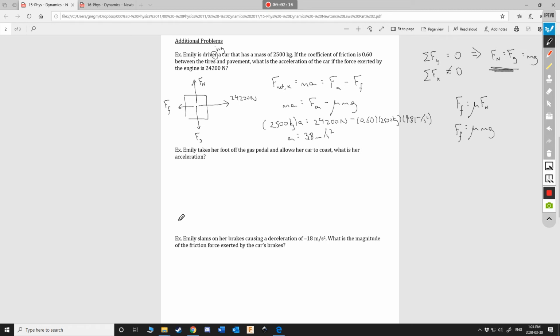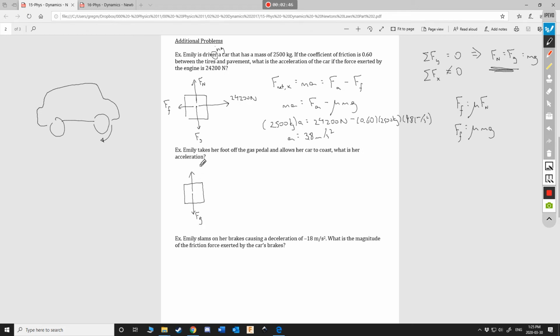So Emily takes her foot off the gas pedal and allows her car to coast. What is her acceleration? And so these are not the most realistic examples because in real life, cars' wheels roll, and rolling objects follow different rules than sliding. However, because you don't actually learn the physics of rolling objects until university, we're just going to assume that cars slide. So this one, when we take off the brakes, we're no longer applying that applied force.